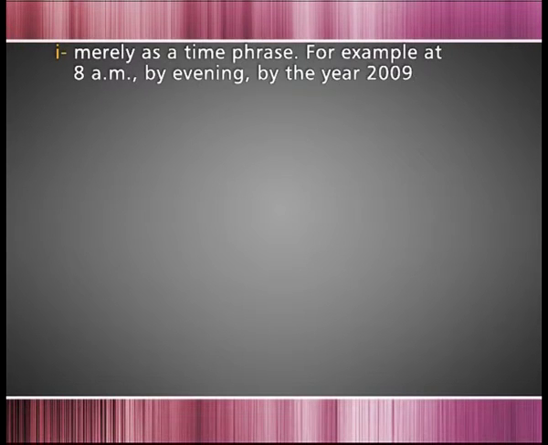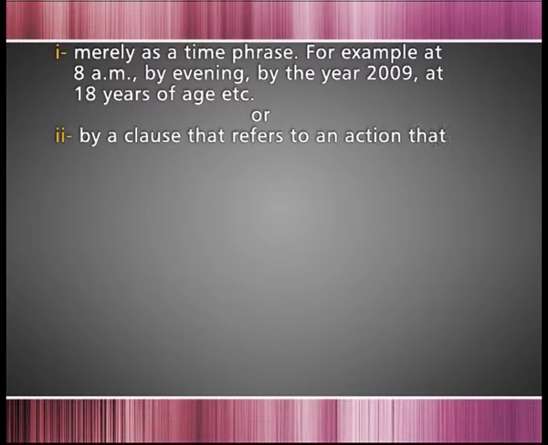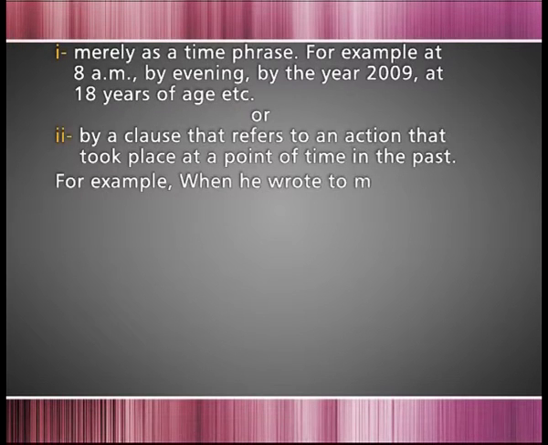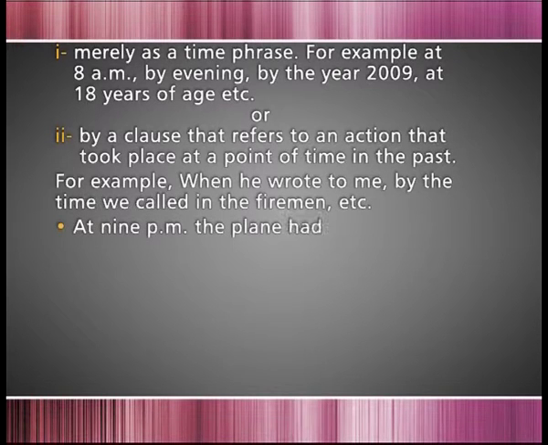C. In general, the past perfect tense is used when from a point of time in the past we look backward at an event that happened earlier in the past. That point of time may be expressed 1. Merely as a time phrase. For example, at 8 a.m., by evening, by the year 2009, at 18 years of age, etc. Or 2. By a clause that refers to an action that took place at a point of time in the past. For example, when he wrote to me, by the time we called in the fireman, etc.